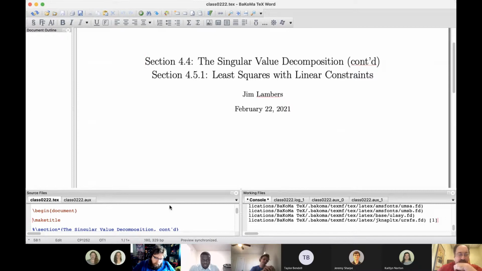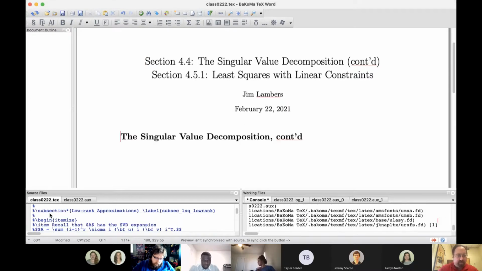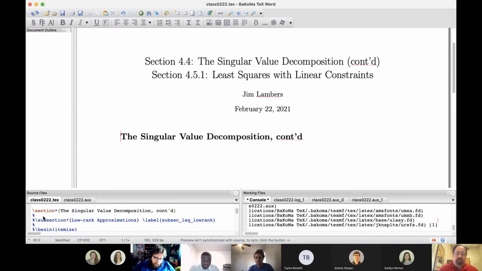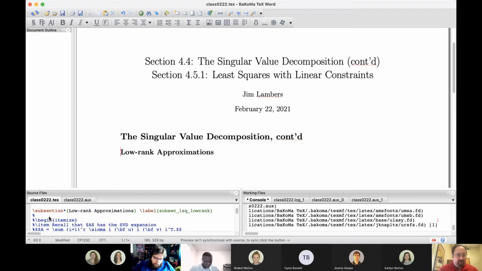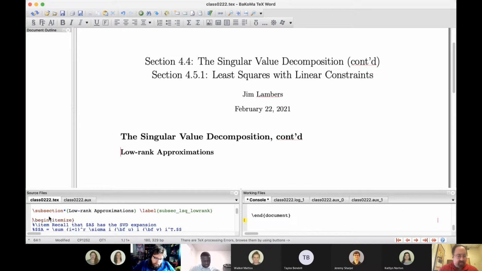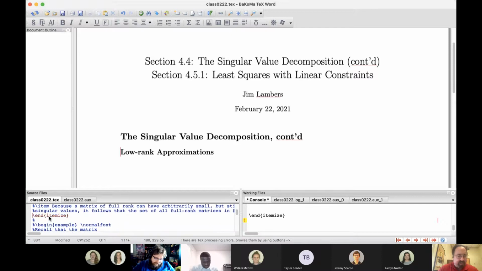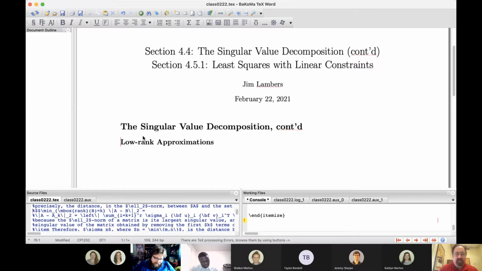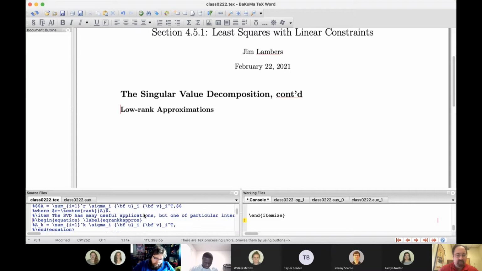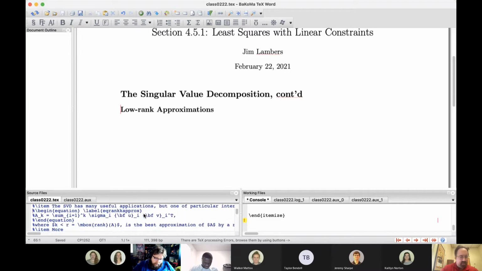Okay, so picking up where I left off with the singular value decomposition, there are quite a few applications of the SVD, but what I want to focus on today is one in particular, low rank approximations of a matrix. So to bring back something I covered last time, okay.